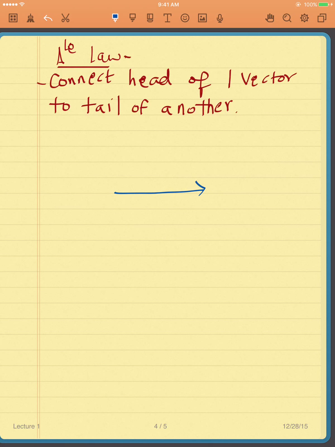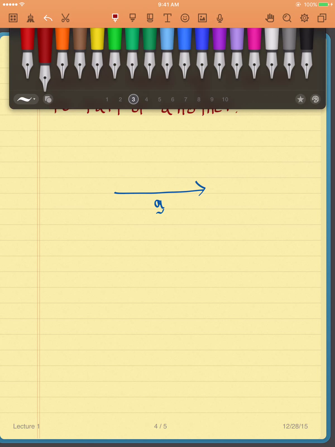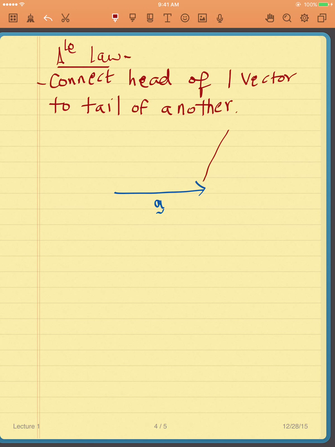So say you have a vector A in blue, right? And you have another vector which we shall draw in red, is the vector B, right? So we've placed the vector A's arrowhead at the tail of the vector B. So the resultant of this vector A and B, which is A plus B, is actually this vector which goes from the tail of A to the arrowhead of B, right?